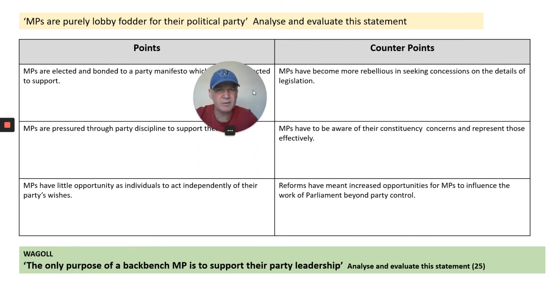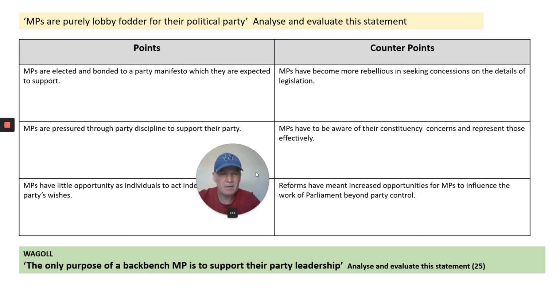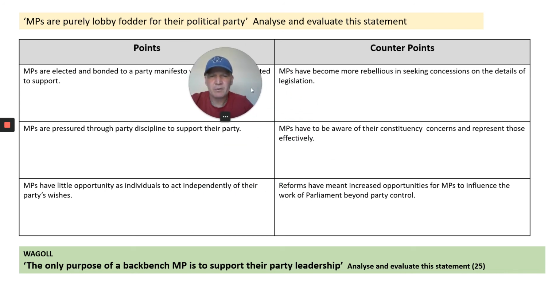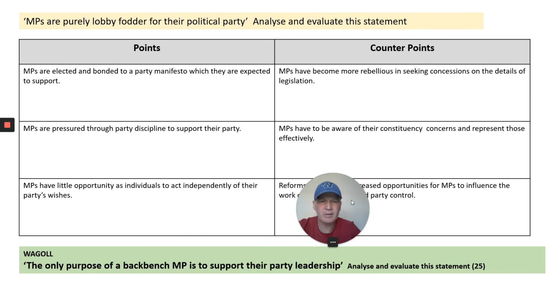The counterpoint to this is obviously that the MPs have become more rebellious. So you need some statistics on this. MPs are aware of the constituency concerns. For example, we just had this situation with Dominic Cummings. You could argue about how certain MPs have felt the need to show their displeasure of that based on concerns raised by the constituents. And finally, the fact that there have been reforms which have allowed the MPs to influence the work of Parliament much more. Again, that's where your Backbench Business Committee comes in. Okay, so what we're saying here, yes, they are, no, they aren't. And this waggle should help you in determining exactly what the arguments are.